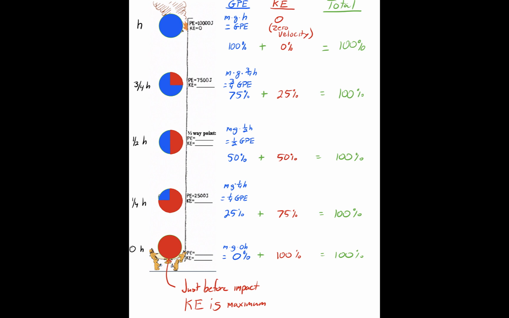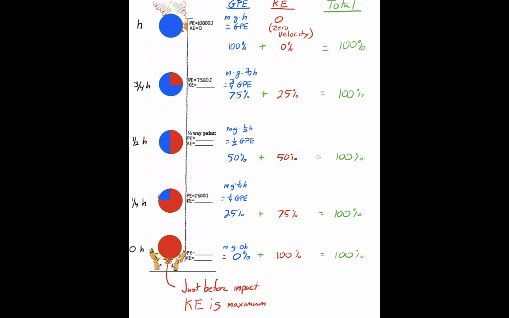Now, as the jumper falls, their height is decreasing. When they fall half of the way down the building, they're only going to have half, or 50%, of the gravitational potential energy that they started with. Well, where did that energy go? It became kinetic energy, because as the jumper falls, the jumper increases velocity, and kinetic energy is increasing with that. So at half the height that they started, they're going to have half the potential energy, but now they also have the other half of their energy made up by kinetic energy.